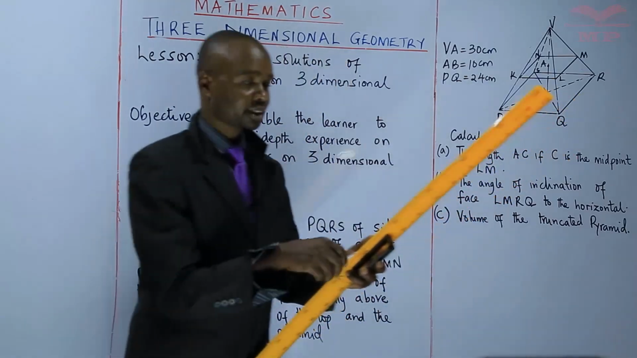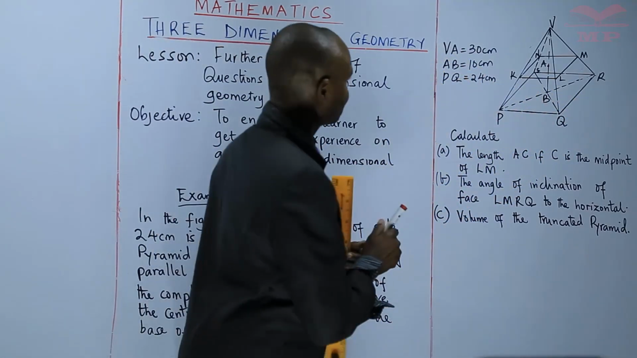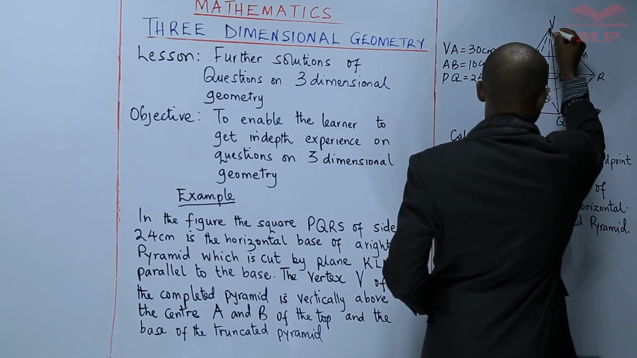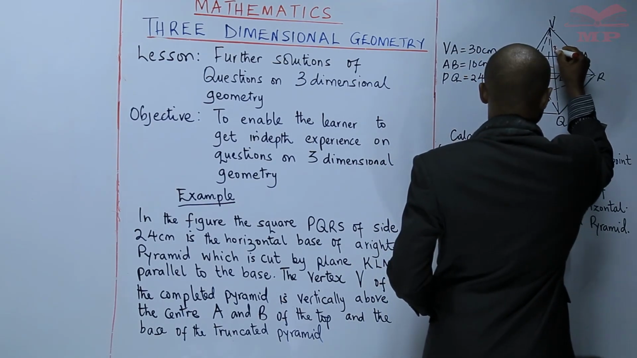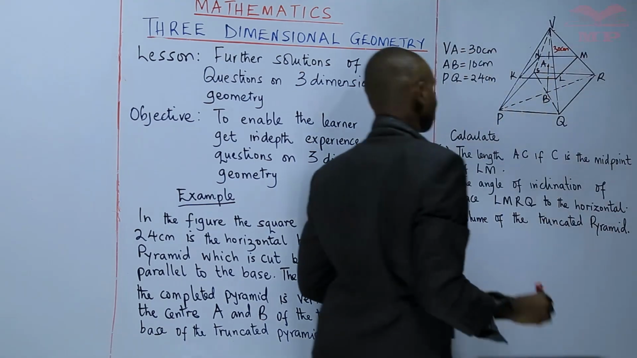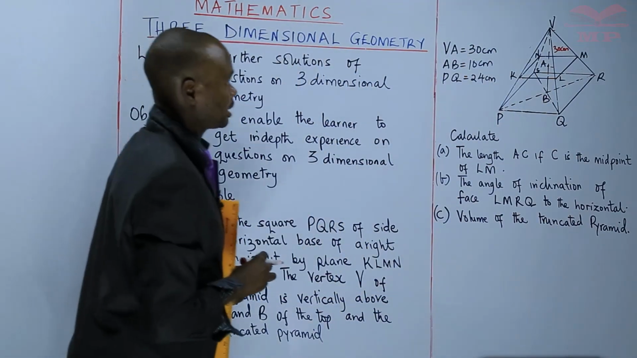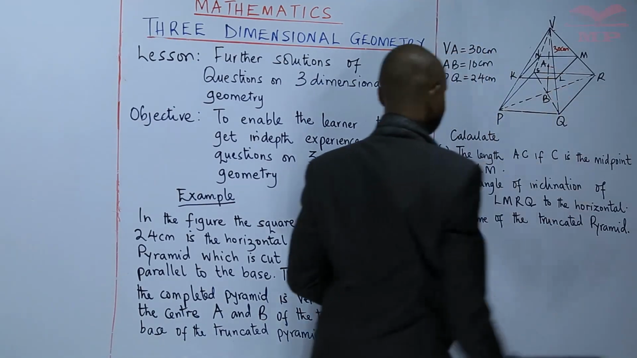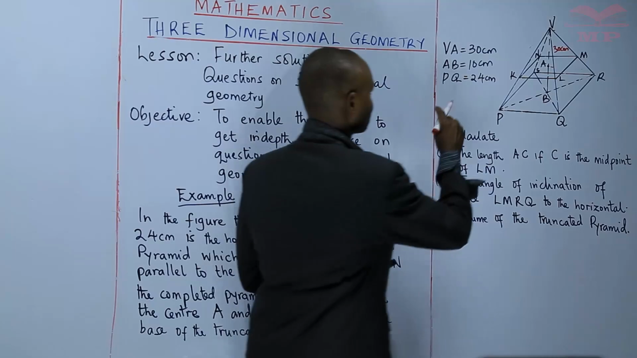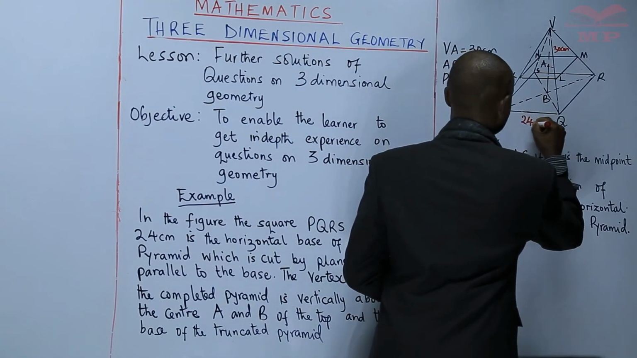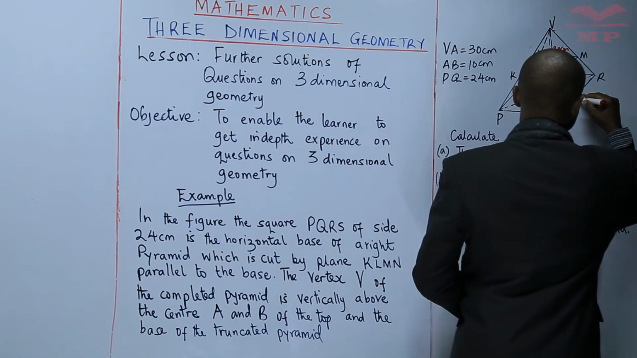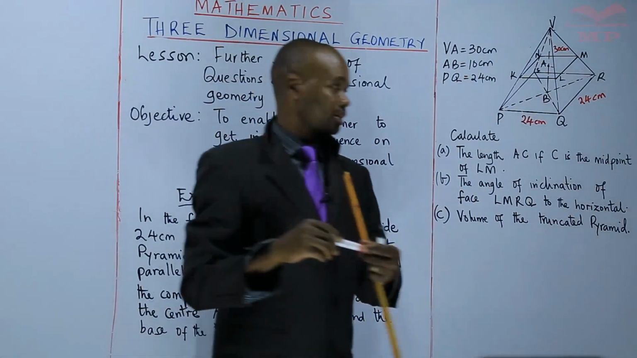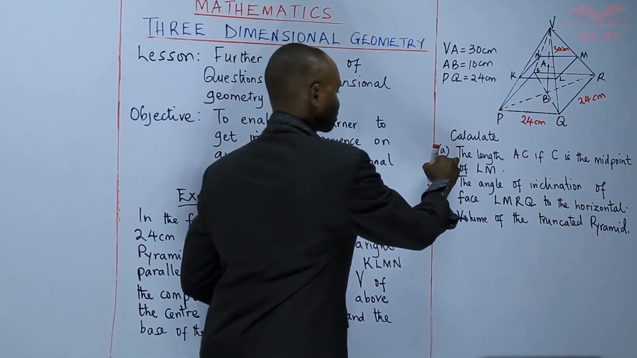So you come to the diagram again. VA, this distance, is given as 30 centimeters. AB, the distance from this point to that point, is 10. And PQ is 24, and since it was a square base, it goes without saying that this one is also 24. It is a square base. So we go to the first question.